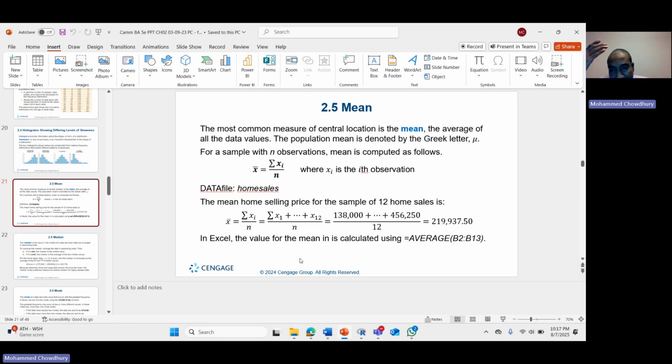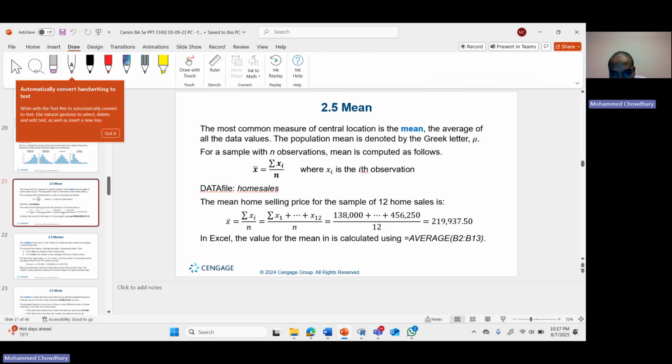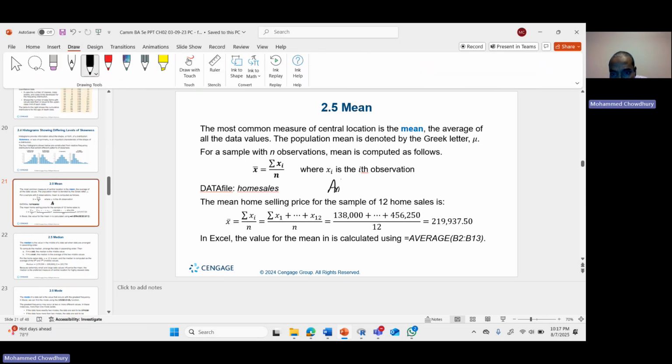So mean is the average of all data points. This is known, more specifically, as the arithmetic mean. So if someone asks me, this is known as the mean or arithmetic mean. The arithmetic mean is defined as x bar equals the sum of xi over n, given all the data points.